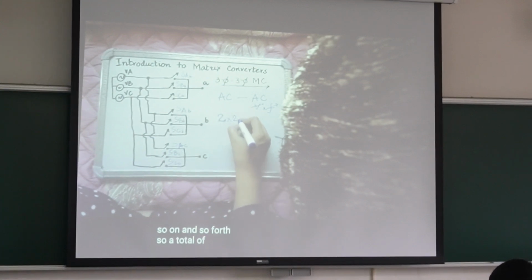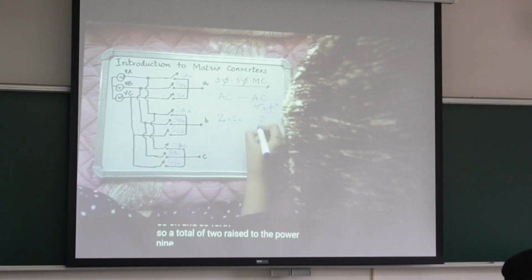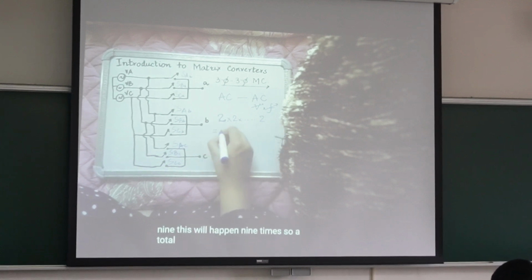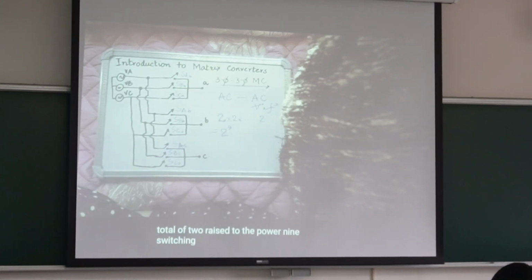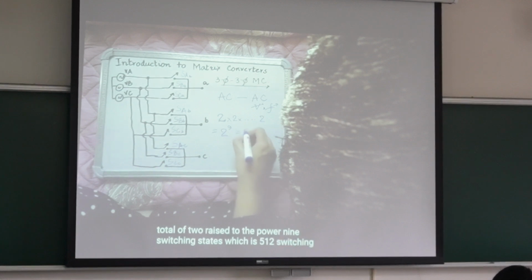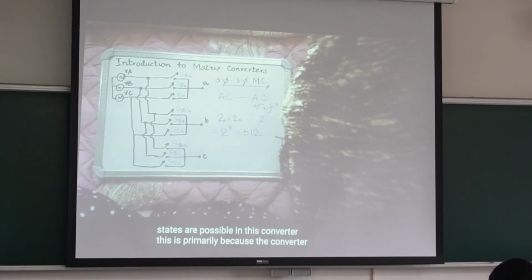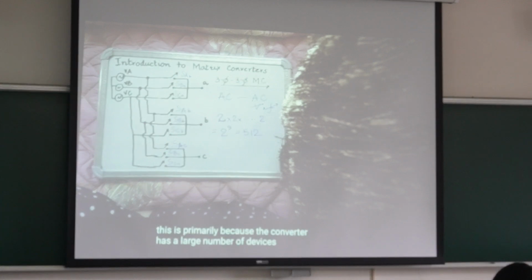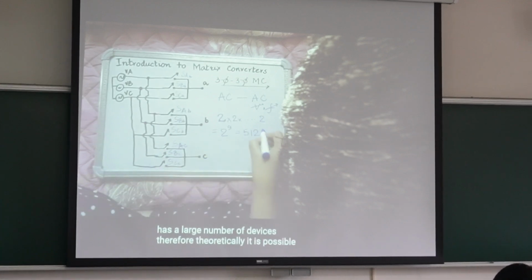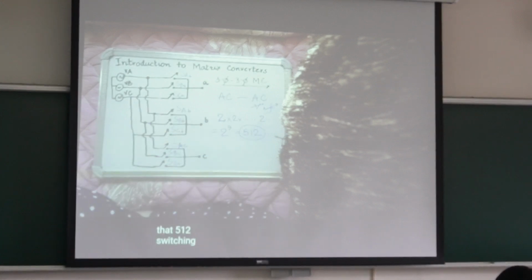So a total of 2 raised to the power 9, 9 times. So a total of 2 raised to the power 9 switching states, which is 512 switching states, are possible in this converter. This is primarily because the converter has a large number of devices. Therefore, theoretically, it has 512 switching states.